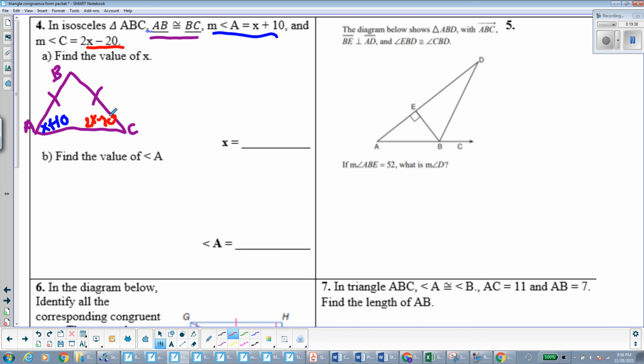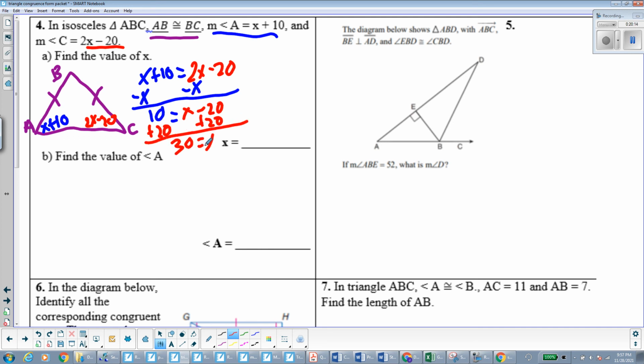Well, this one's pretty straightforward because we know that in a triangle, if we have two equal sides, the angles opposite those equal sides are also equal. So we can simply make an equation that says x plus 10 is equal to 2x minus 20. Don't get stuck on solving the equation. Let's move this x over so that we can have the x's in one place. So that's 10 is equal to x minus 20. And then let's add 20 to both sides to get the x by itself. And we get that 30 is equal to x. So I'm going to put that here, 30.